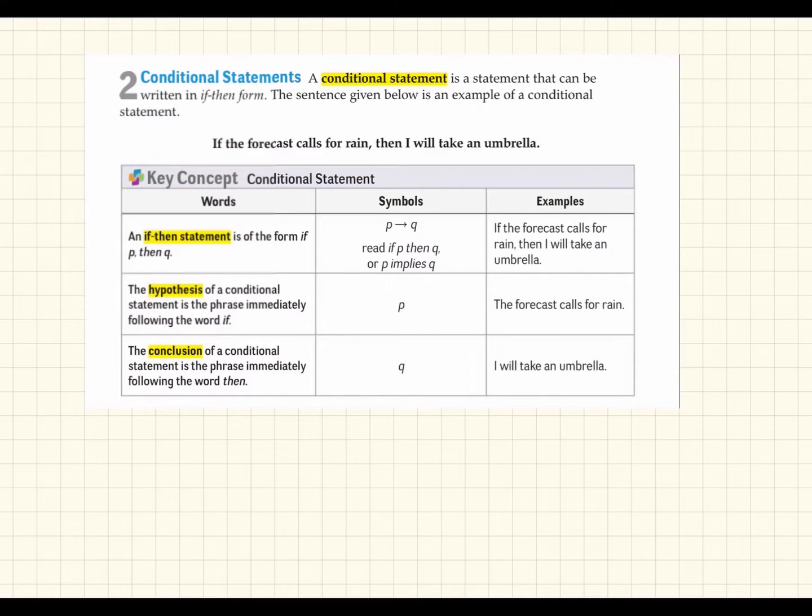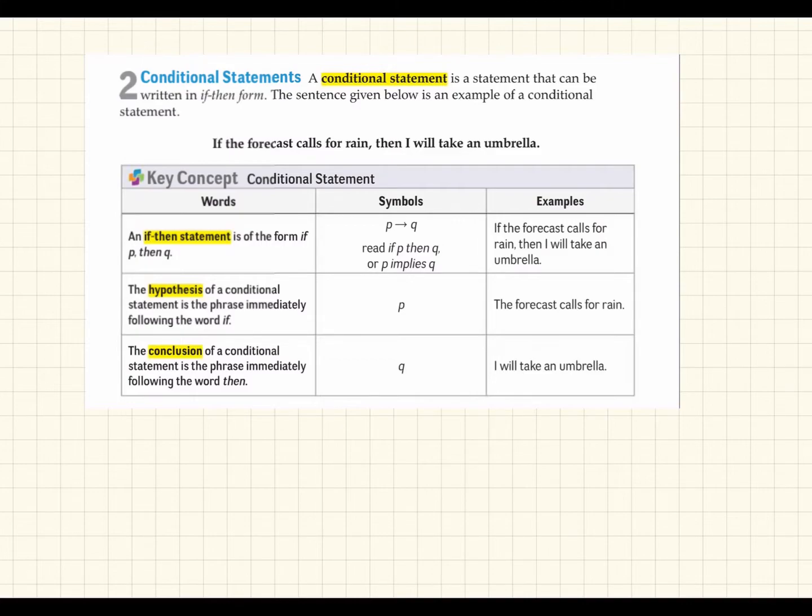The next kind of statements we're going to talk about are called conditional statements. Conditional statements are statements whose truth value we don't necessarily know right away, and depending on whether they are true or false, there might be a related statement associated with them. A conditional statement is a statement that can be written in if-then form. The sentence given below is an example: if the forecast calls for rain, then I will take an umbrella.